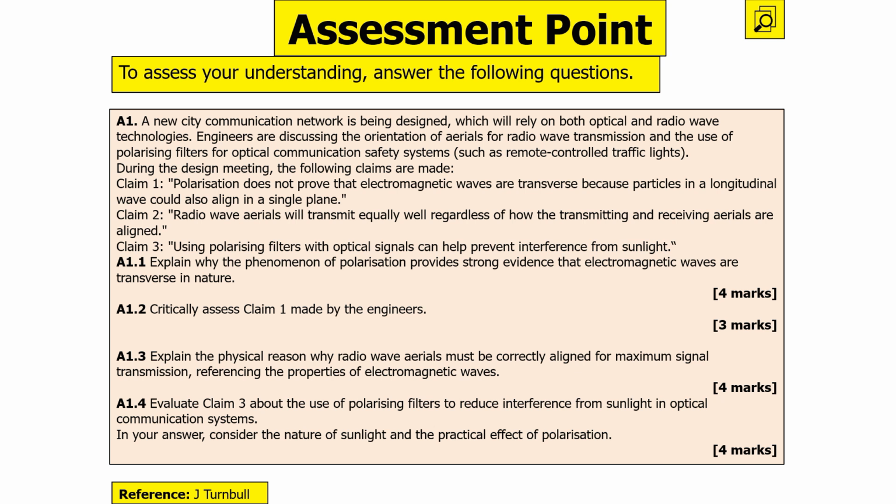Critically assess Claim 1 made by the engineers. Explain the physical reason why radio wave aerials must be correctly aligned for maximum signal transmission, referencing the properties of electromagnetic waves. Then evaluate the claim about using polarizing filters to reduce interference from sunlight in optical communication systems. So, pause the video now, then unpause the video when you want to go through your answer.